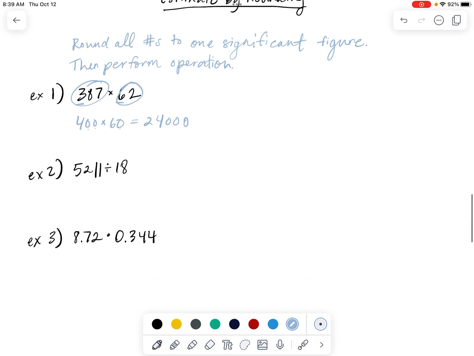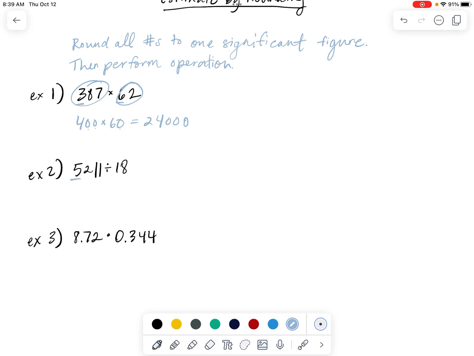Example 2. We have 5,211 divided by 18. Let's do it without looking at the written numbers. Just think about which thousand 5,211 is closer to, 5,000 or 6,000? Well, that's 5,000. So we're going to divide 5,000, and then the 18, round that to the nearest tens, which is 20. So 5,000 divided by 20. I want to make sure that you can do that without having to see it written. We want to be able to think about that in our heads. But also we can write it.